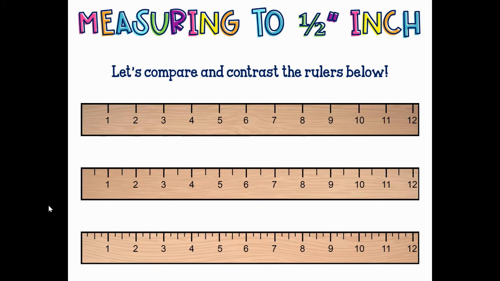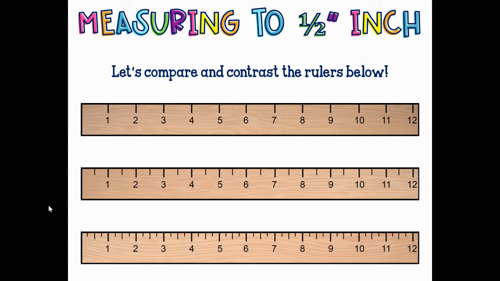Let's compare and contrast these 3 rulers below. What are some things they have in common? Well, they all are the same length. They line up edge to edge, and they all have the numbers 1 through 12.